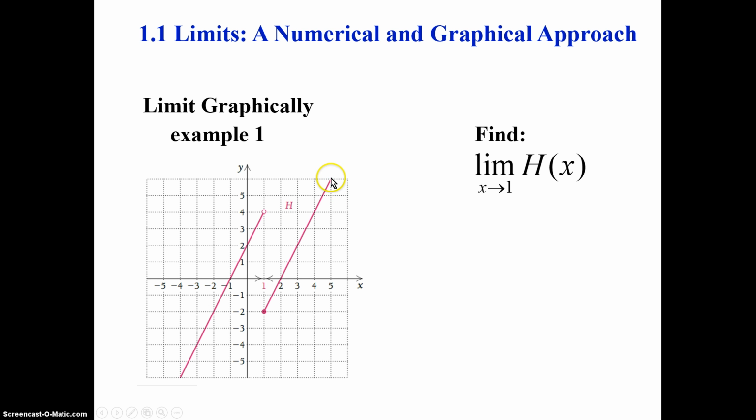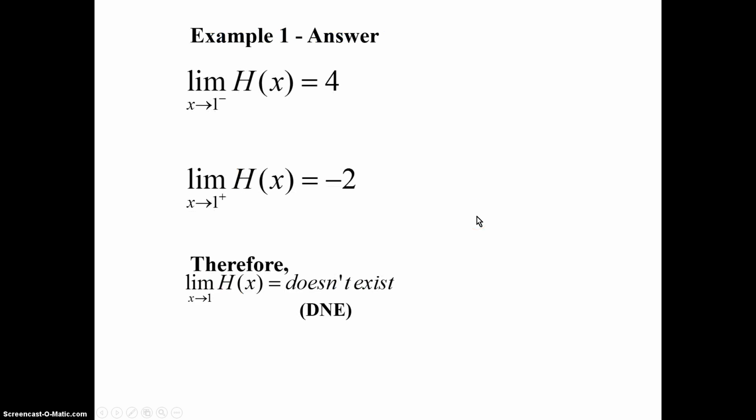So if I approach from the right-hand side, my value for y is -2. Is 4 and -2 equal to each other? No. So my overall limit of h of x as x approaches 1 does not exist. So these are the answers.